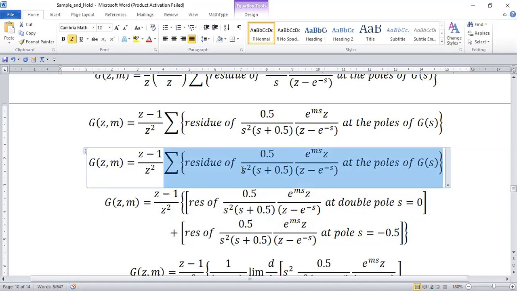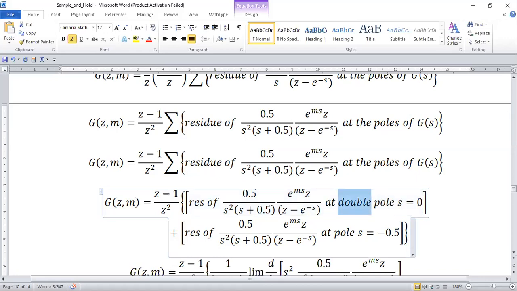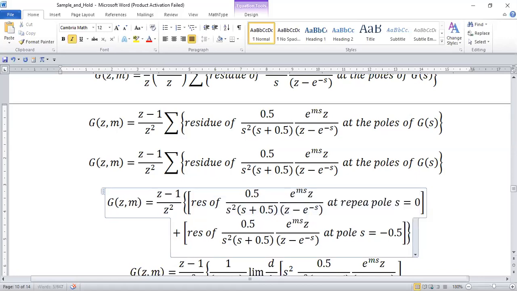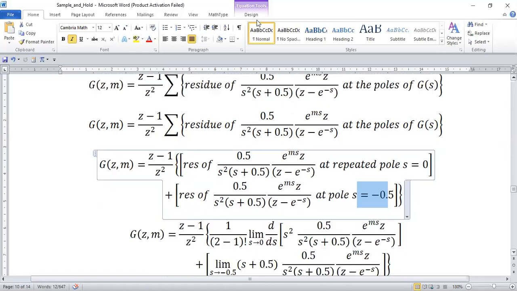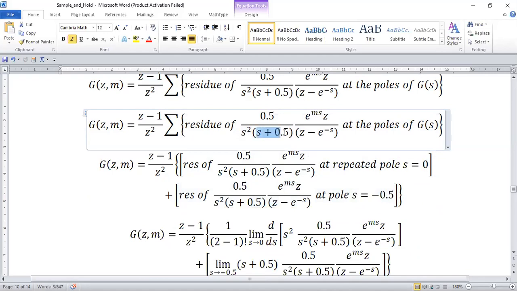So since this is a repeated pole, at s is equal to zero, this is for this pole. Then you have to find the residue at this pole when s is equal to minus 0.5. So we broke it down into this and this because of this summation here. So we'll find the residue at this pole, then we'll find the residue at this pole.